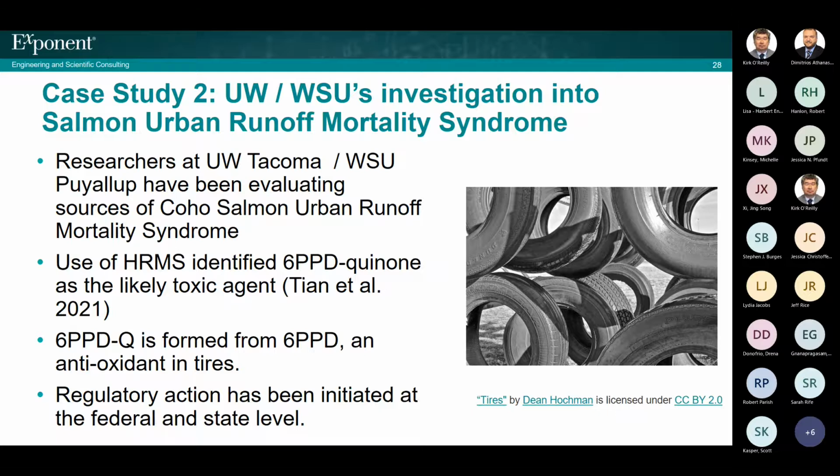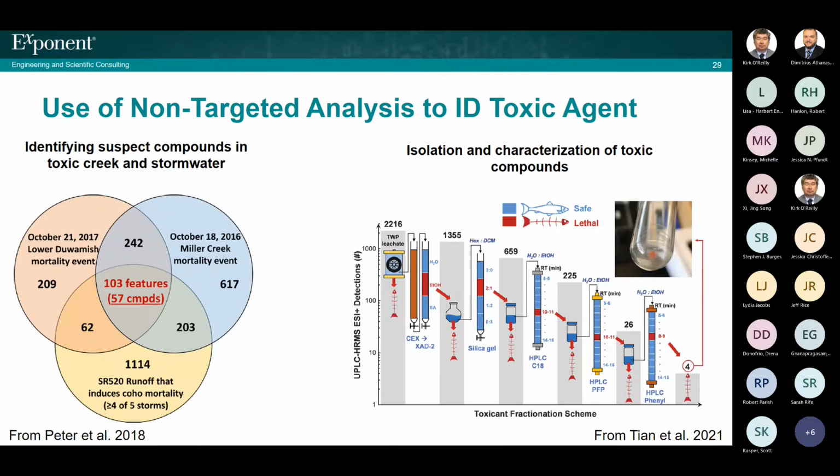6-PPD quinone is an oxidized product of 6-PPD, an antioxidant that is added to tires. They add quite a bit of this material with the whole goal of letting it oxidize so the rubber doesn't get oxidized by ozone in the environment, and then it washes into stormwater. And this is a summary of how they did it.